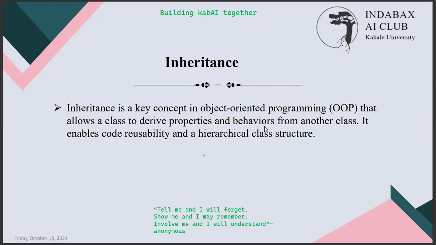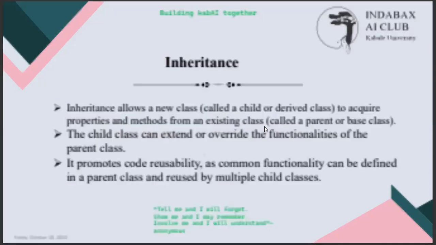So inheritance is a key concept in OOP that allows a class to derive properties and behaviors from another class. It enables code reusability and hierarchy class structure. It enables you to inherit properties of a class in another class. We're going to see how that is done in the next few seconds.